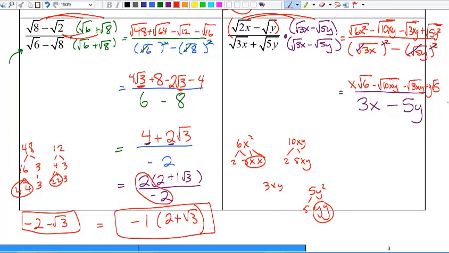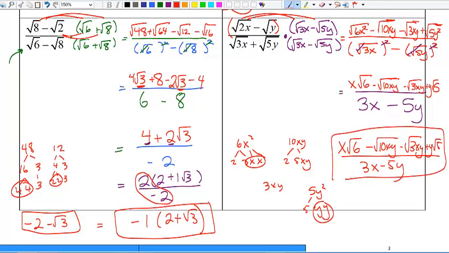Now, a common student mistake is that you want to add these two things together in the middle, the 10xy and the 3xy, because clearly their variables are the same. But remember, in radicals, the entire radicand has to be the same. So 10xy is not the same thing as 3xy, so you can't combine those. So this is my final answer. x times the square root of 6 minus the square root of 10xy minus the square root of 3xy plus y root 5, all over 3x minus 5y. And that concludes this lesson.